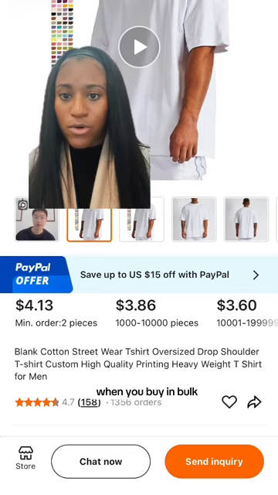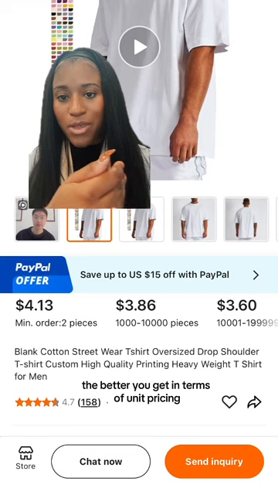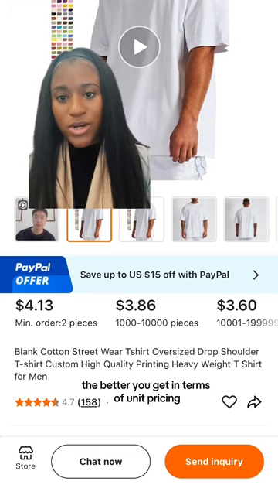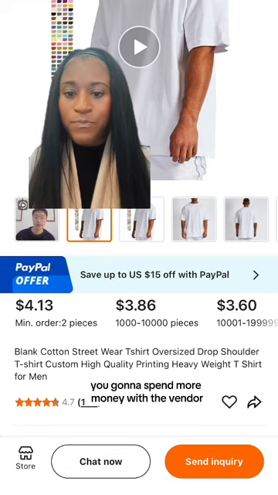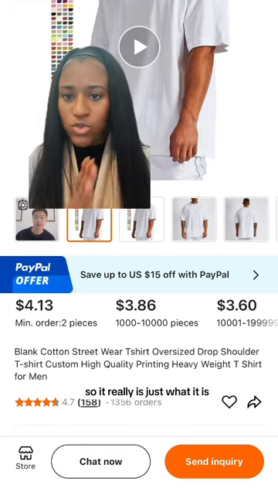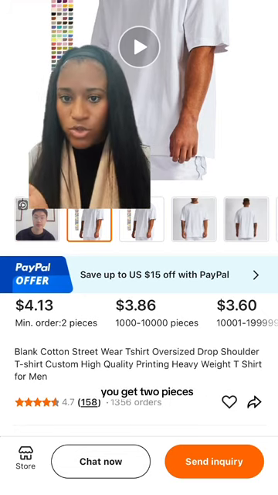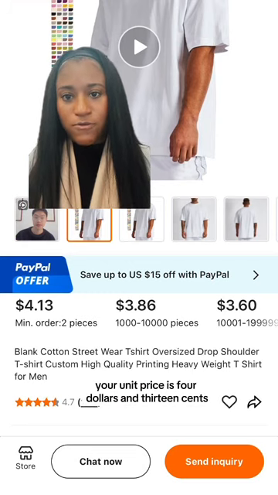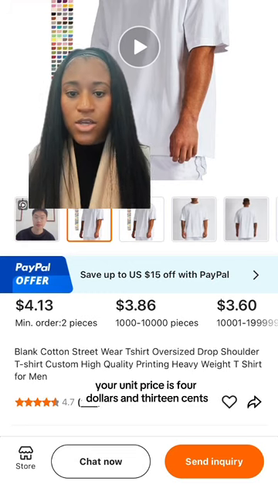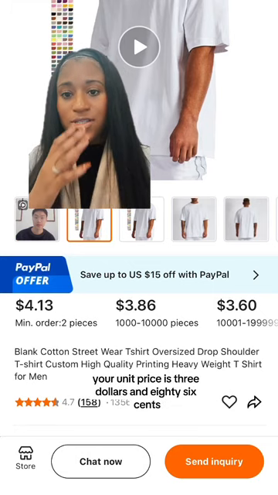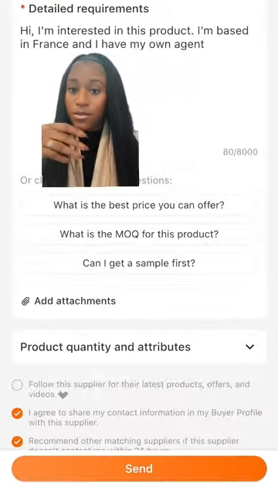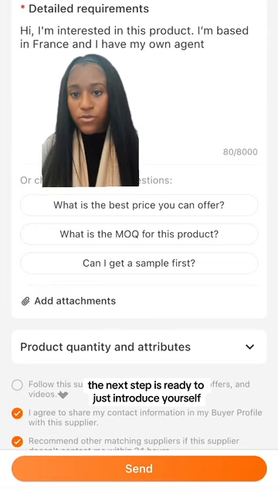When you buy in bulk, the more you buy, the better you get in terms of unit pricing, because ultimately you're going to spend more money with the vendor. So it really is just what it is. You get two pieces, your unit price is $4.13. You get 1,000 pieces, your unit price is $3.86.